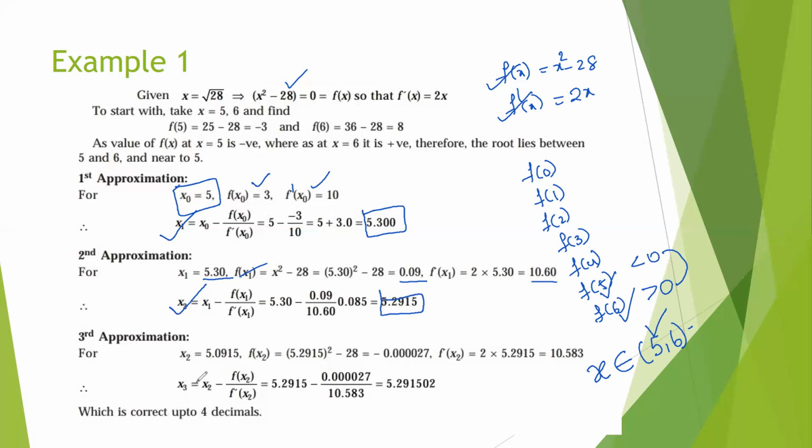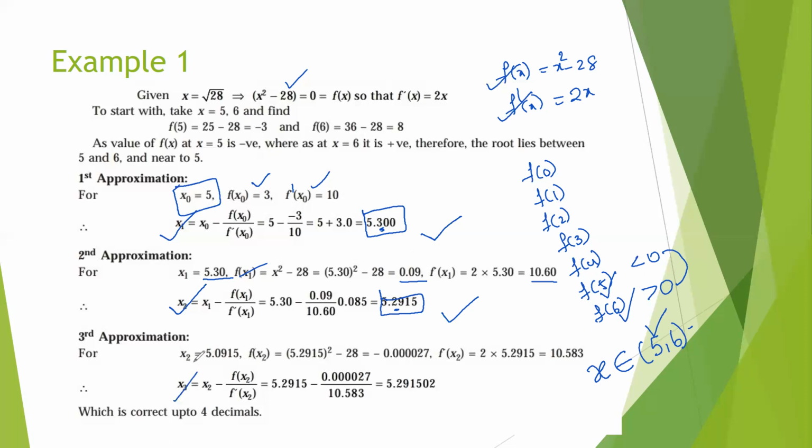Okay. In the third approximation, after getting the second approximation, we need to check whether the first approximation value and second approximation value are repeated decimals or not. So how can we estimate this repetition? If the first two digits after the decimal are repeated, then we can consider that as an approximate root of this given transcendental equation. Here we got 5.330. Here 5.29. So both are different. So let us move on to the next iteration, that is the calculation of x3, the third approximation.